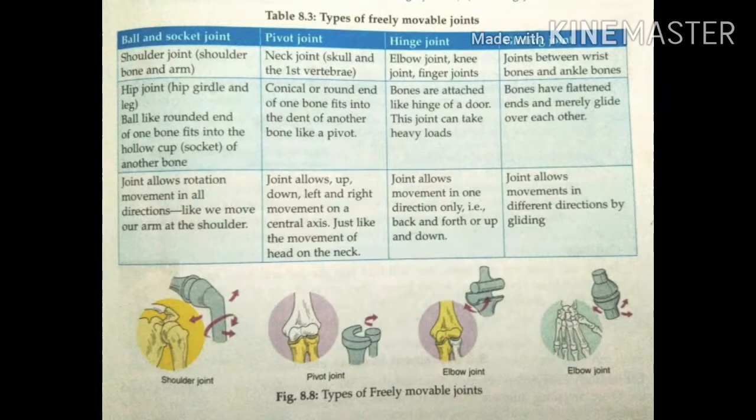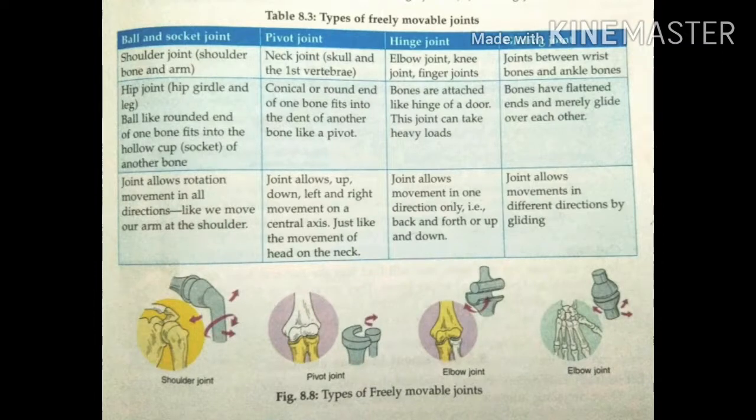Next one, pivot joint. The conical or round end of one bone fits into the dent of another bone. It's like a pivot, so it's called a pivot joint. See this image.